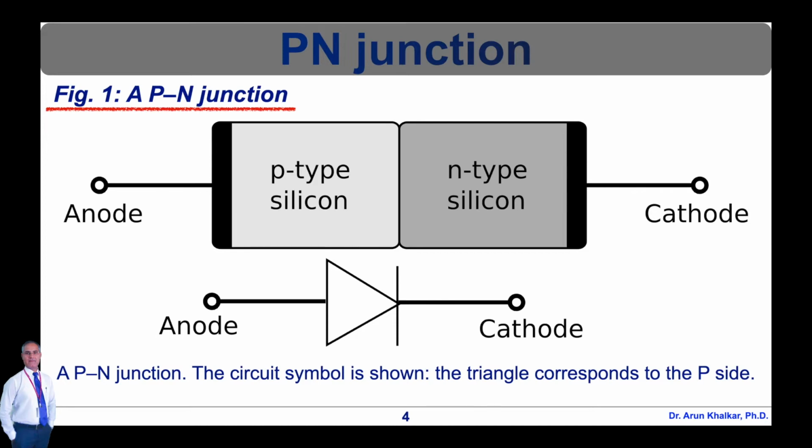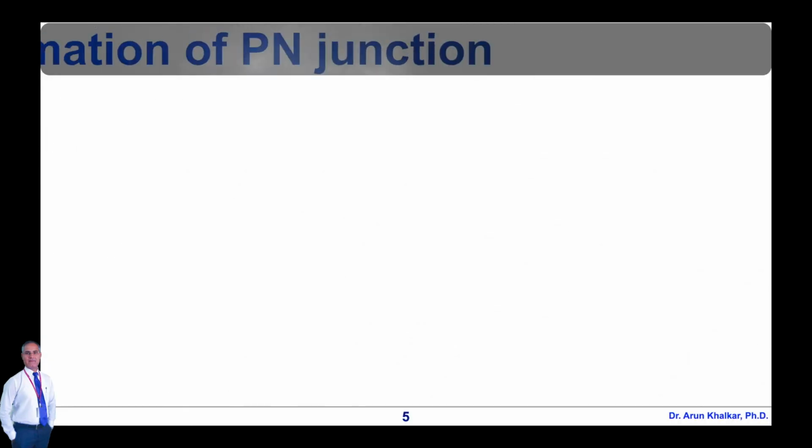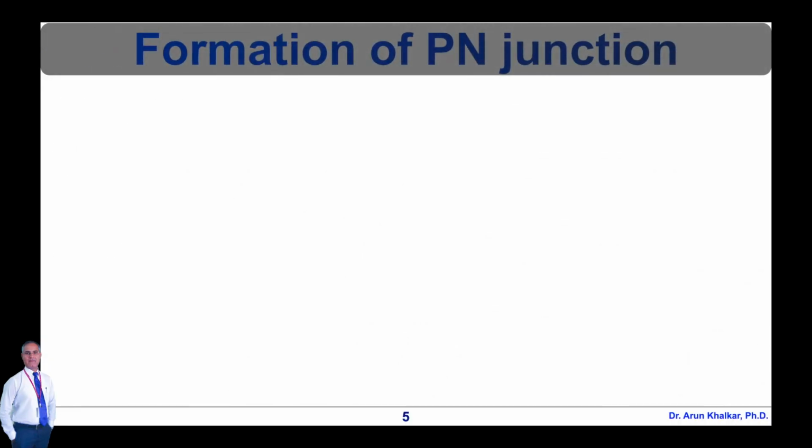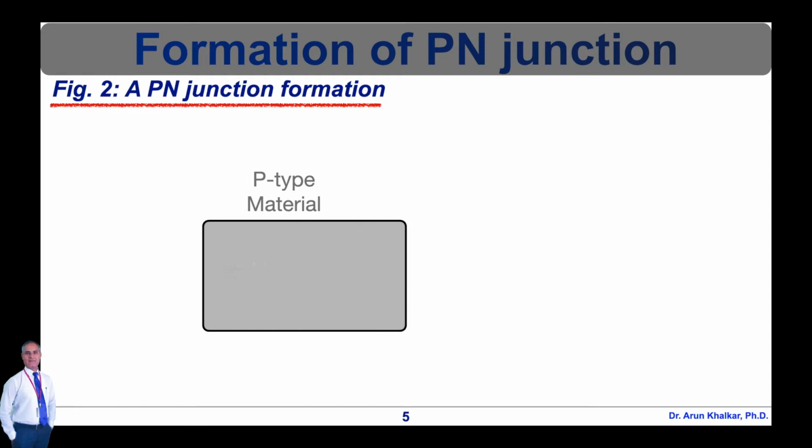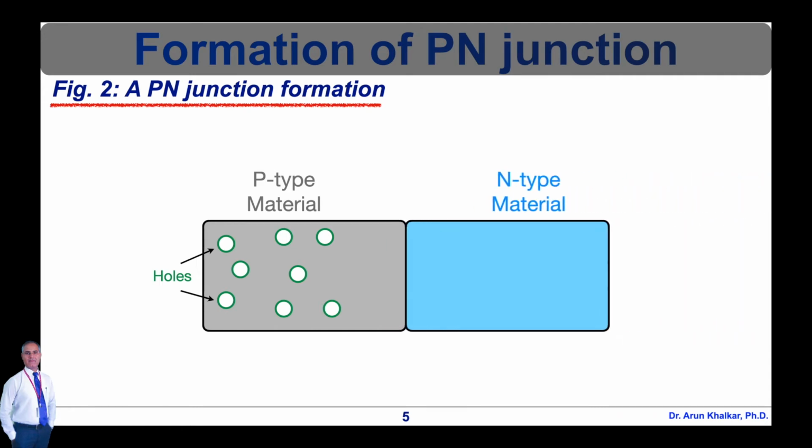So this diagram shows the p-n junction. Here the symbol for the p-n junction is shown, in which the triangle corresponds to the p side, which is connected to the anode, whereas the opposite side is connected to the cathode. Now let's see the formation of the p-n junction. Consider p-type material combined with n-type material. At the interface, a junction is formed which is called the p-n junction, which we have already discussed before.